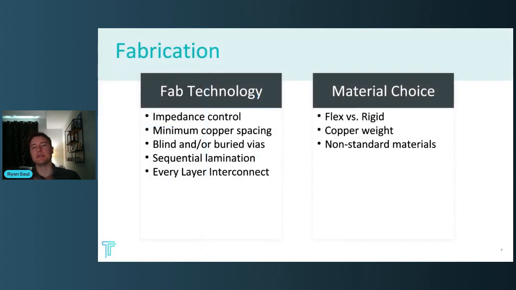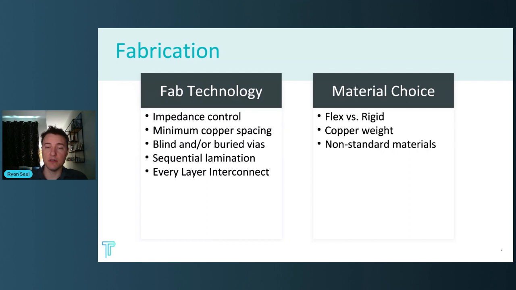Okay, let's talk about fabrication. Generally speaking, in my opinion, most fabrication cost can be attributed to one of these two buckets, which is fab technology and material choice. I'm going to get into more specifics here, but examples of fab technology, which is the technology that your fabricator will be required to apply in order to succeed with your design, would be impedance control. How fine is your minimum copper spacing? Do you have blind or buried drill pairs, and the subsequent or required sequential lamination associated with that? Are you going as far as ELIC or every layer interconnect boards?